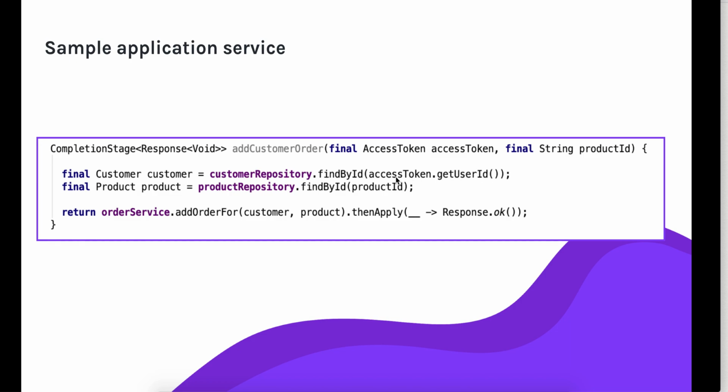So you pass the user ID of the access token to the find-by-ID method, and that method will return a customer. And then you get a product from the product repository by the product ID. And obviously you call another service, the order service, which is the meat of this application service, to add an order for this customer, right? So this is, by the way, Java code. If you're not familiar, it uses a bunch of things specific to Java, but it generally is the same concept in all the languages.